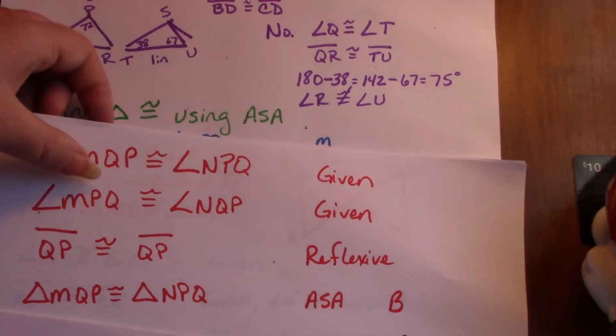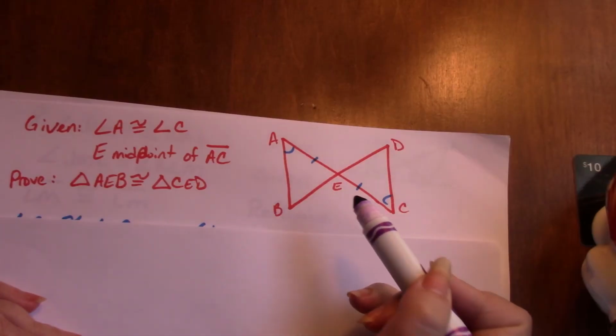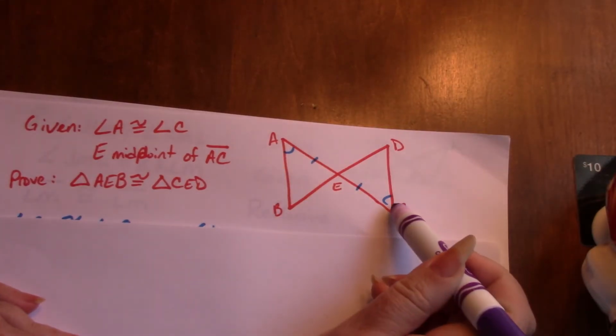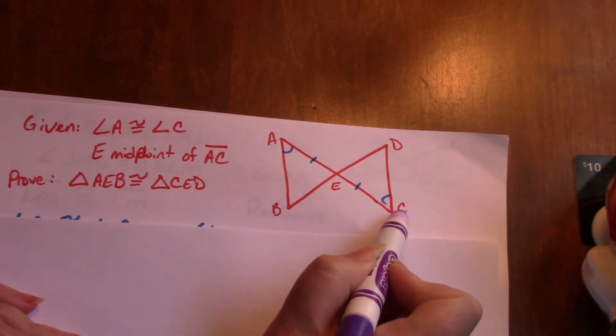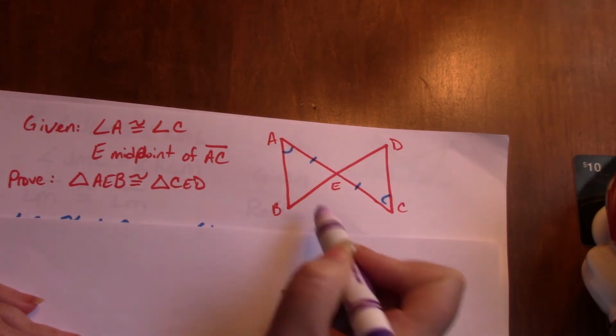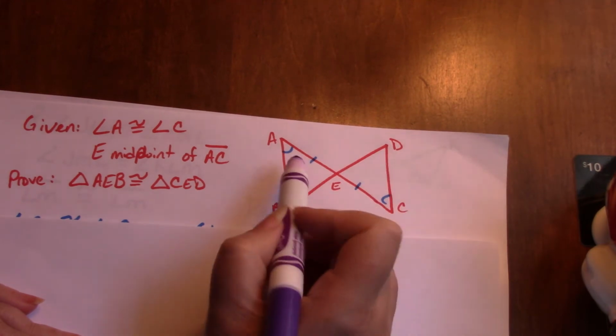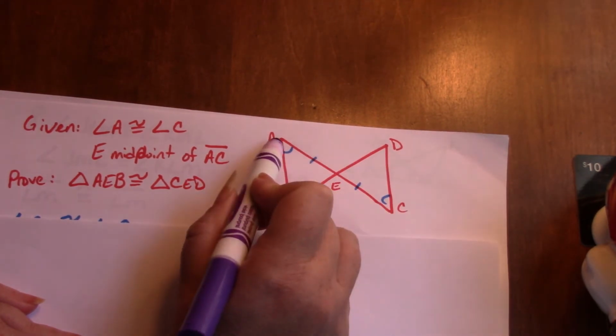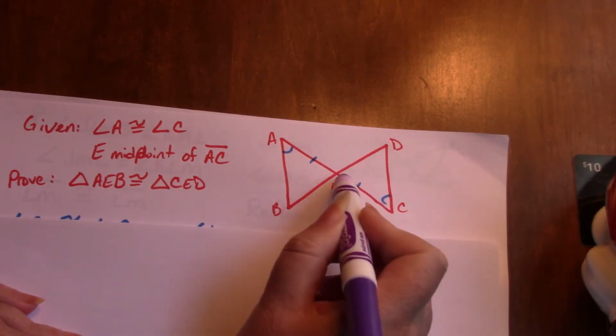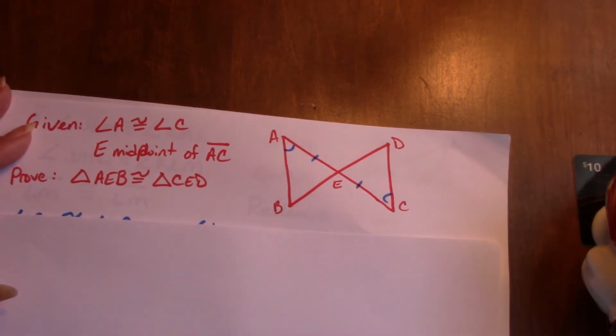Pause here, try B, and come back when you're done. Here it's given that angle A is congruent with angle C, and that E is the midpoint of AC. Prove that these two triangles are congruent. Well, we know that if E is the midpoint, then line AE equals line EC.